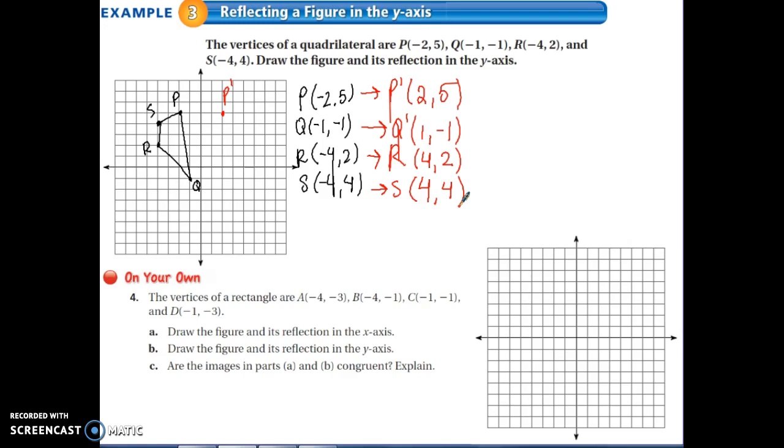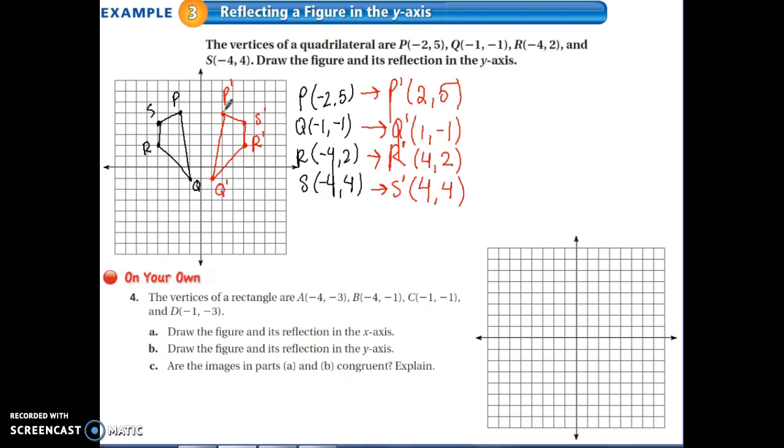So my new coordinates are 2, 5. I already have that graphed. I have 1, -1 for Q prime. I've got 4, 2 for my R prime, and I've got 4, 4 for my S prime. So my new image will be this figure here, which does look like it's been folded over that vertical y-axis and stamped on the other side.